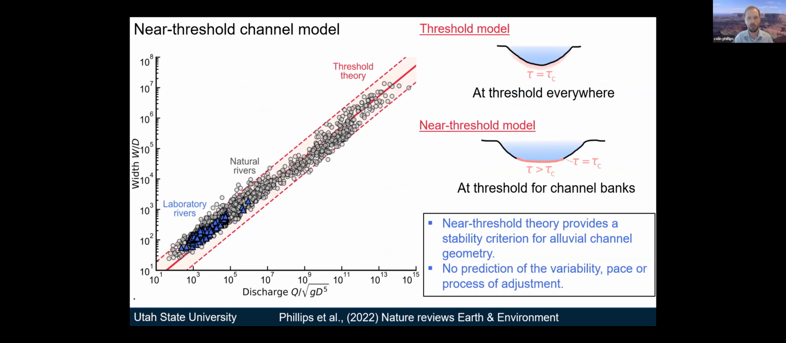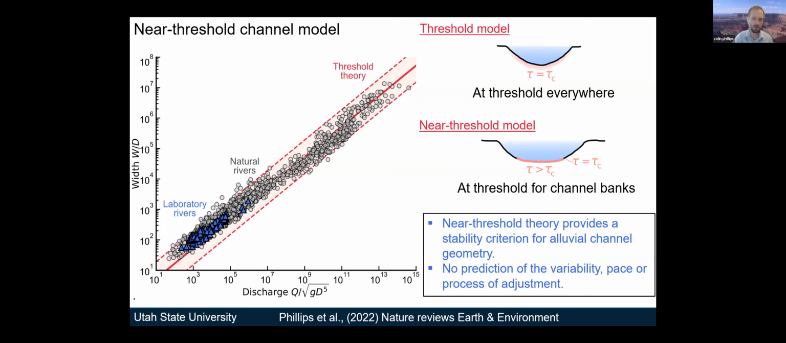If we think about what might be controlling the underlying physics, we have what's known as a threshold model, which is what the canonical canal model would be. You're at the threshold of motion everywhere. And rivers seem to follow this near threshold model, most of the time, maybe. So it means that you're able to transport sediment on the bed, you have a mobile bed, and you're at the threshold on the banks.